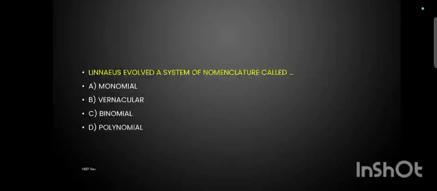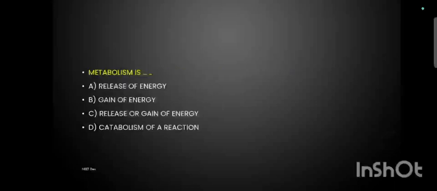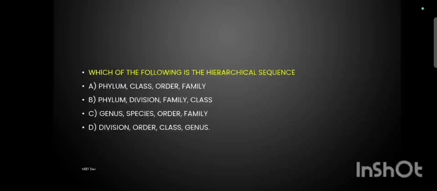Question. Linnaeus evolved a system of nomenclature called as A. monomial, B. vernacular, C. binomial or D. polynomial. So the answer is C, binomial. Question. Metabolism is A, release of energy, B, gain of energy, C, release or gain of energy, D, catabolism of reaction. Answer is C, both release or gain of energy.